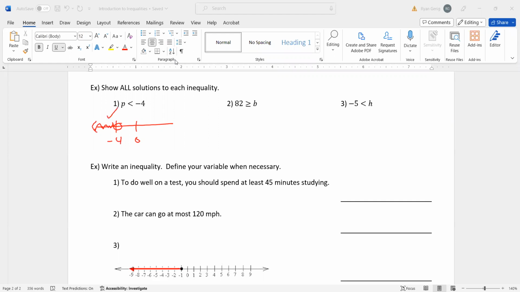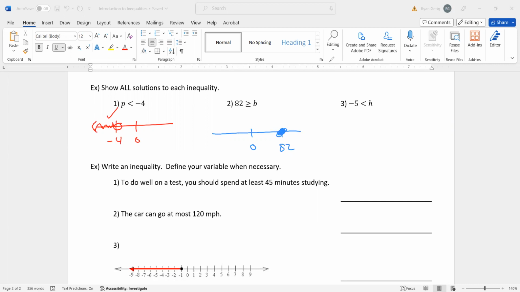Okay, let's look at the next one, number 2. 0, 82 is a positive number to the right. It's equal to, so it's shaded in. If you follow the shortcut that I just said, that you might have learned in middle school, you're going to shade this one to the right.